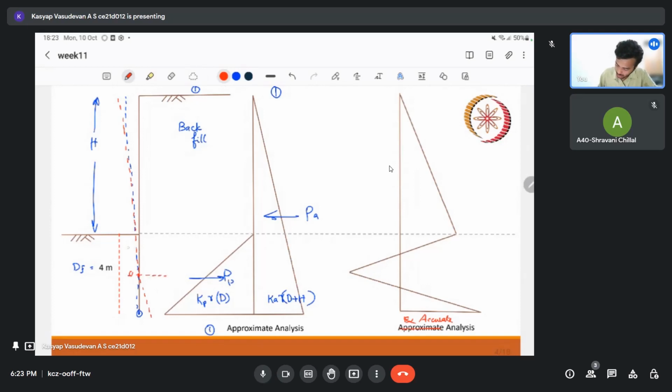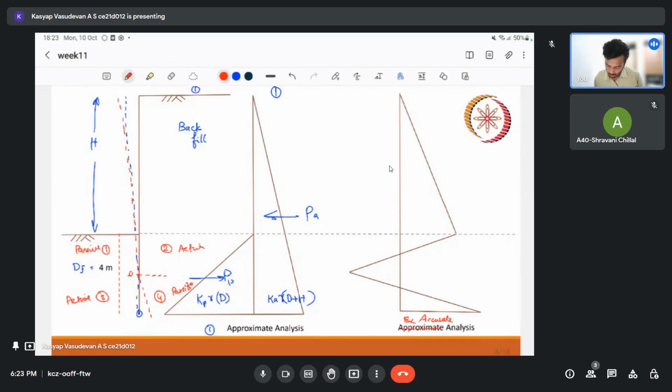So we can actually divide it into different zones: 1, 2, 3, 4. This will be passive, this will be active, this will be active, and this will be passive. We can judge that from the movement of the sheet pile towards or away from the soil. If it is towards the soil, it is passive. So that is the idea. That is more exact and complex, so it will generally not be asked for a small question.